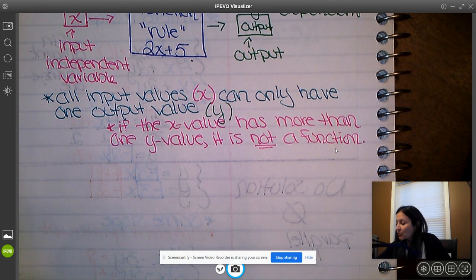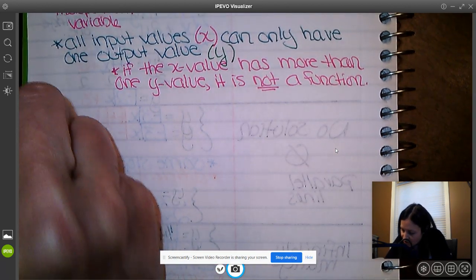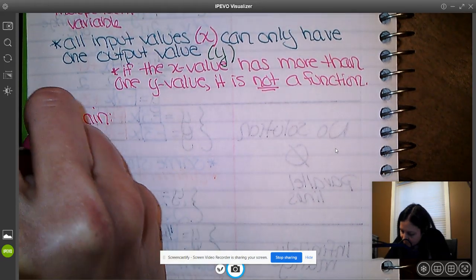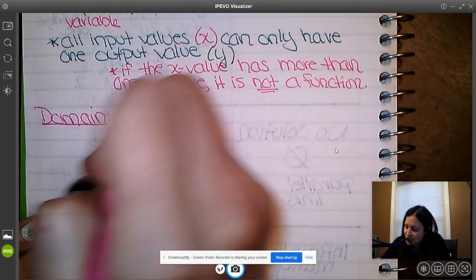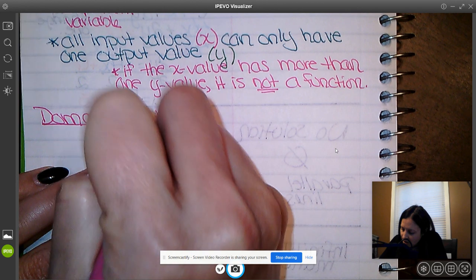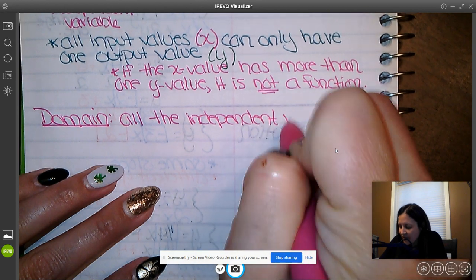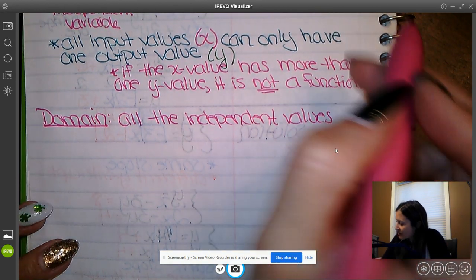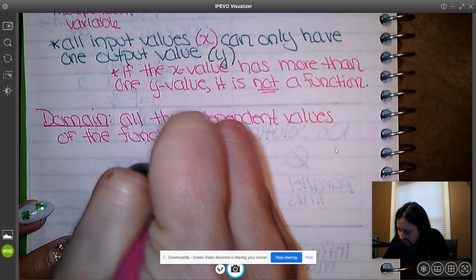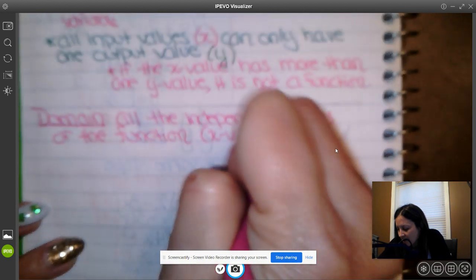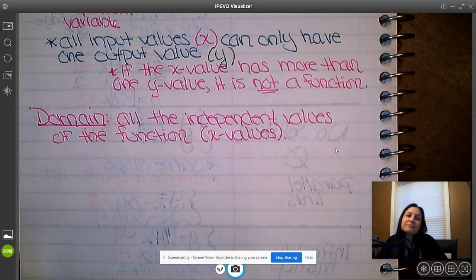Okay, so the next vocabulary word we need to talk about is something called the domain. So a domain refers to all the independent values of the function. So all the x values that are part of the function.